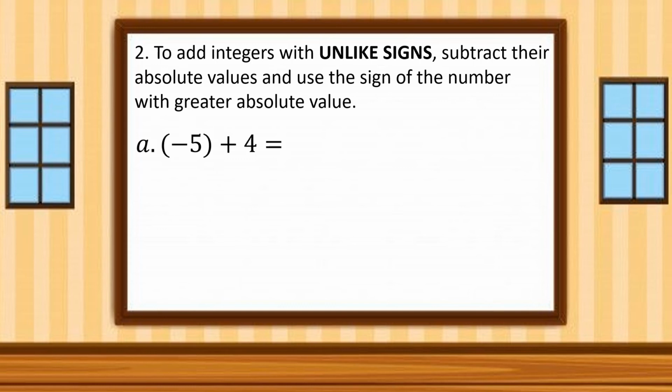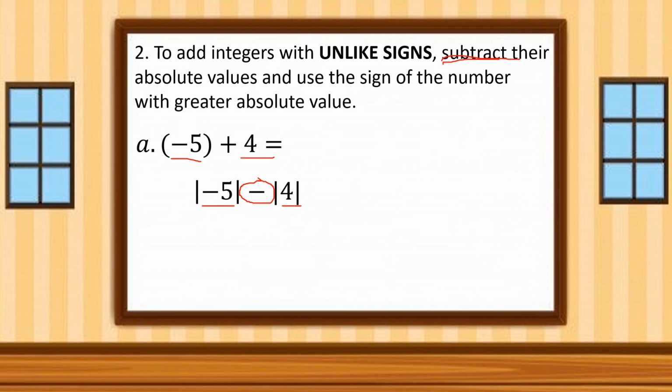Okay? So next example, we have here negative 5 plus 4. So kung mapapansin nyo, isang negative at isang positive ang i-add. So ano daw yung gagawin? Ima-minus natin ang kanilang absolute value. So let us first get the absolute value of negative 5 and the absolute value of 4. It says that we have to subtract their absolute value.